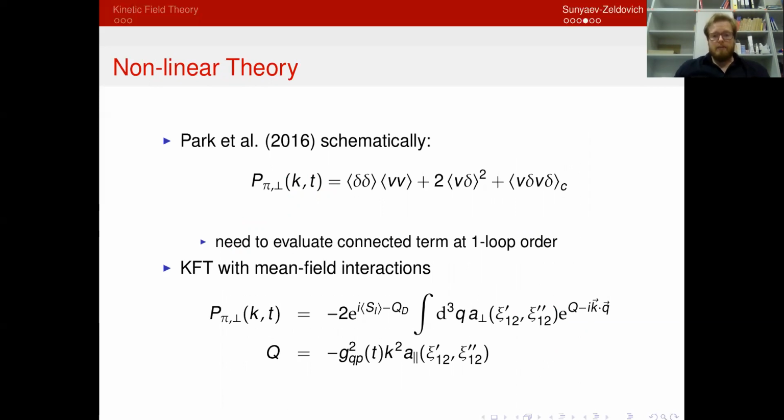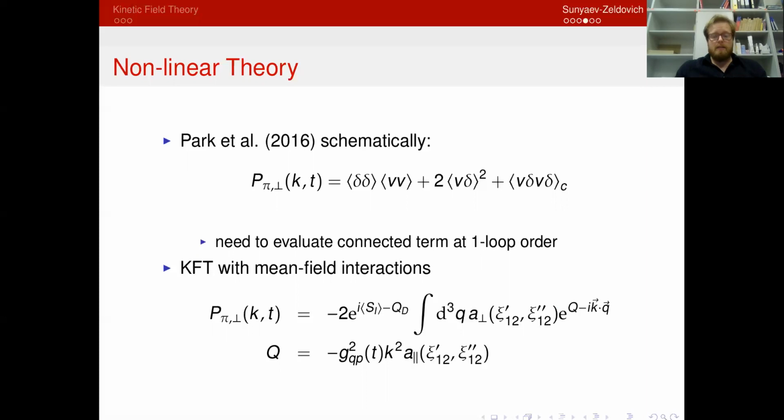For the connected term, they used one-loop order calculations, which are quite hard to do. For kinetic field theory, we used mean field interactions, which made the calculations a lot easier, as we only have to solve an integral over derivatives of the first correlation function.